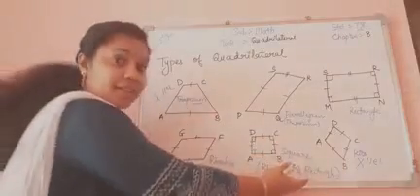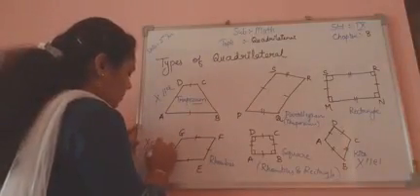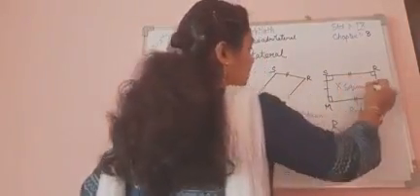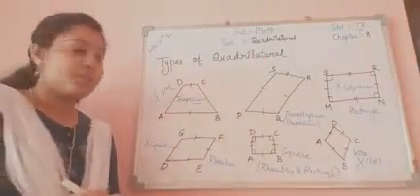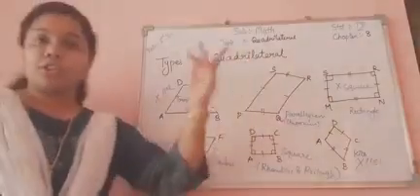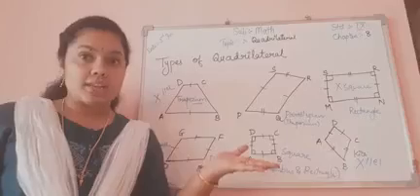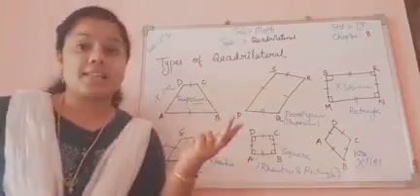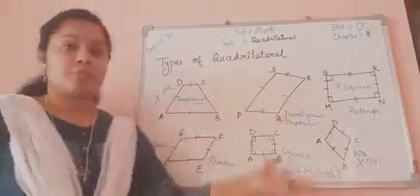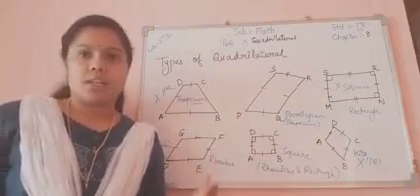A square can be a rhombus and a rectangle, but a rectangle and a rhombus cannot be a square. This cannot be a square. But a square can be a rhombus as well as a rectangle. So this much I have already taught you about how we can identify a quadrilateral, the angle sum property of a quadrilateral, that is 360 degrees, and the types of quadrilateral. In my next session I will be teaching you about the different properties of a quadrilateral.